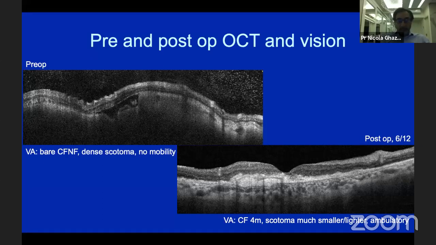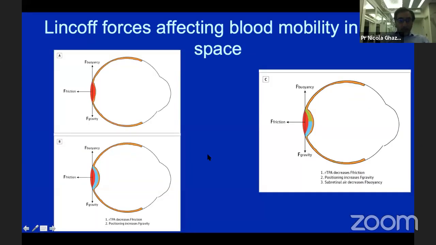I would like to touch a little bit on why we use this technique. And to do this, we have to understand the forces that act on the subretinal blood and its mobility in the subretinal space.